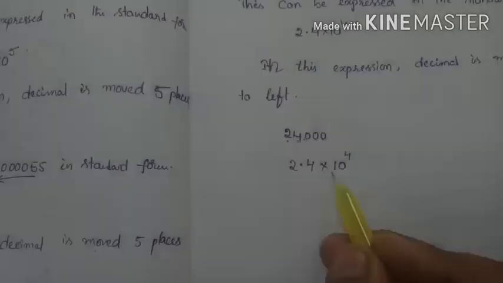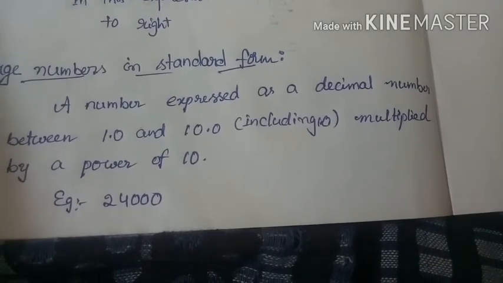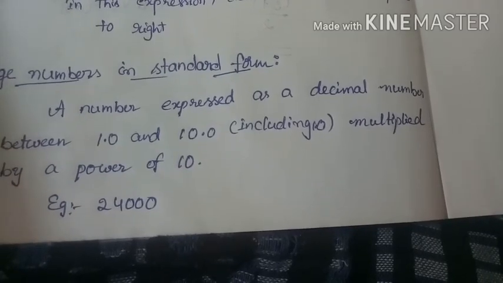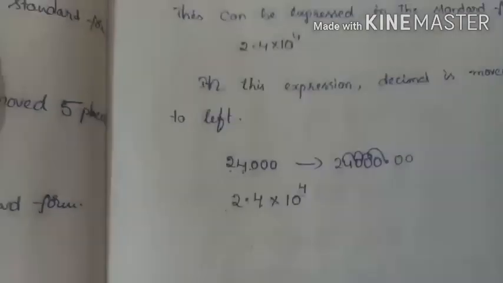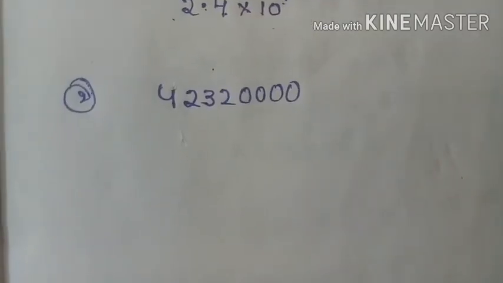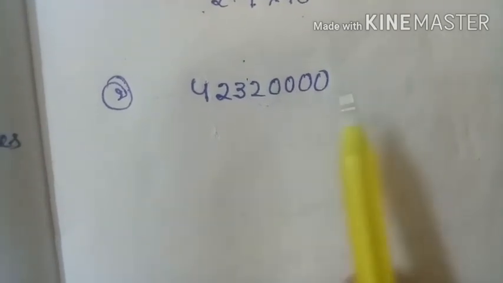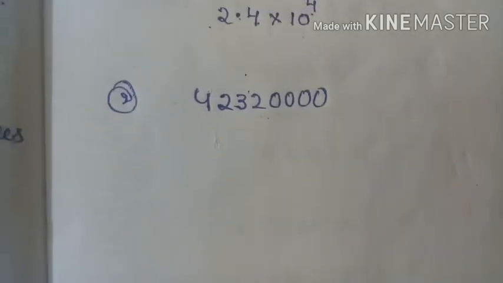Okay, what I said, can you understand? That means it is applicable for large numbers and small numbers also. Now let's do one more example. Tell me one more example, that is 42320000. What is the standard form?